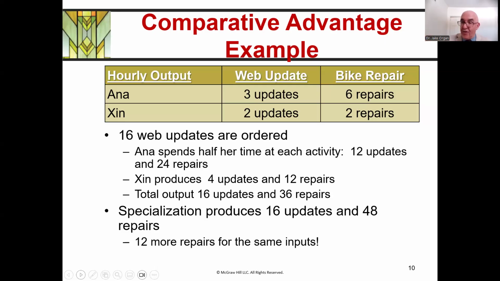6 times 8, 48 repairs, and then Chin spent all her time doing the web updates. That would be 2 times 8, 16. So you get your 16 web updates, but suddenly, boom, because of comparative advantage, you've got 48 repairs as opposed to 36 repairs. That's why people specialize.